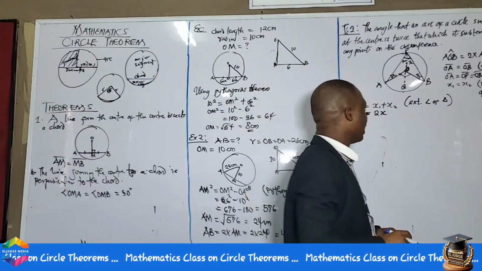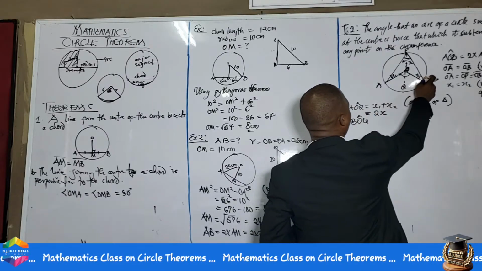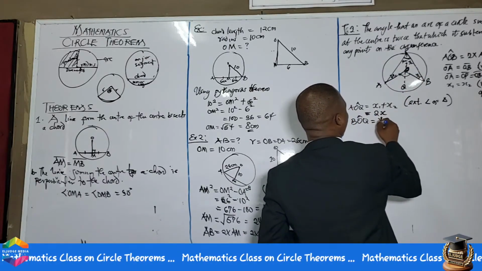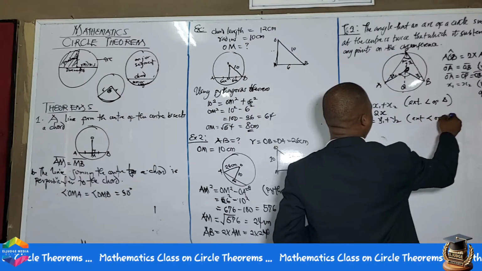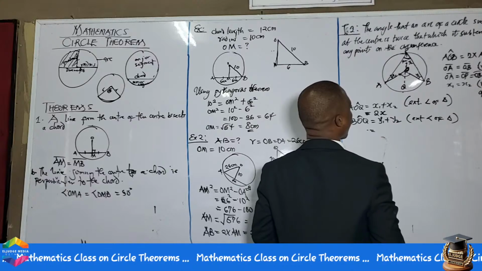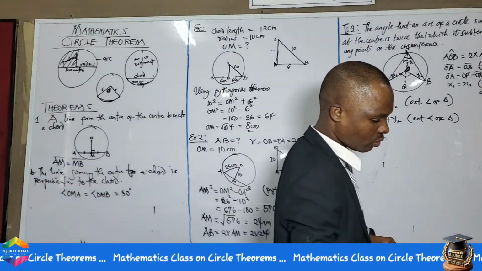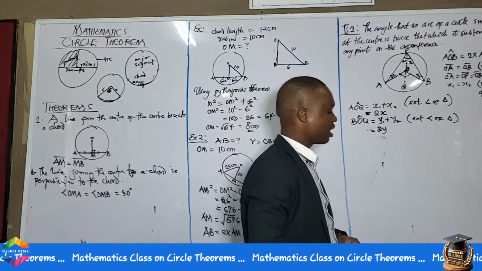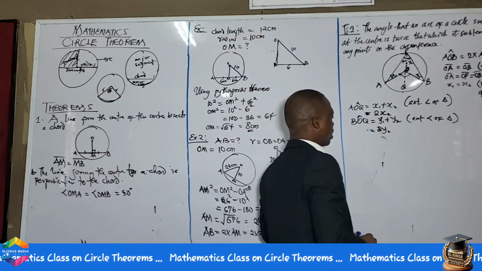Now, similarly, BOQ is the same thing as y1 plus y2, the same thing as the exterior angle of a triangle. And that will give us 2y.